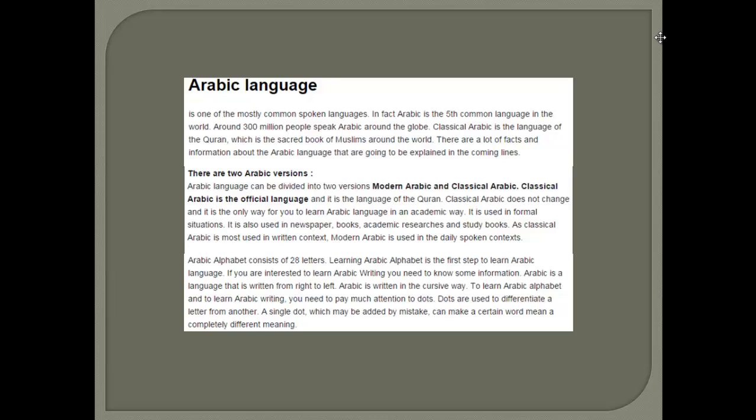Now, after reading this text, we can conclude this lesson number 7, which has the title of writing, and it focuses on comparing and contrasting between Arabic and English.